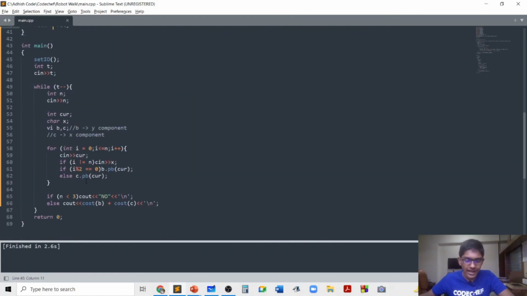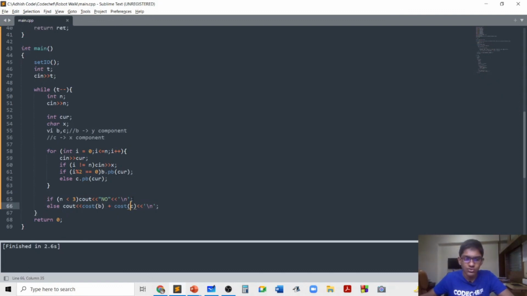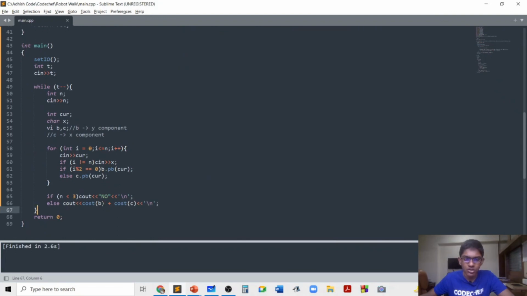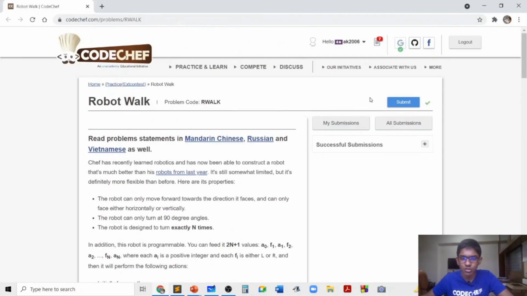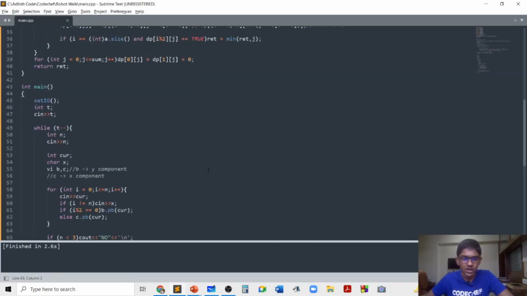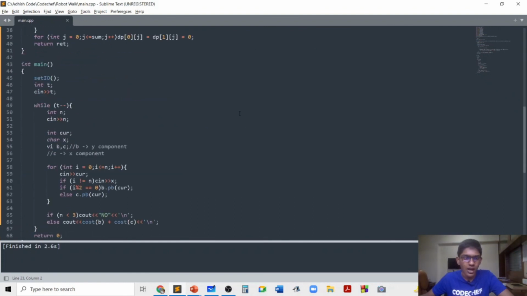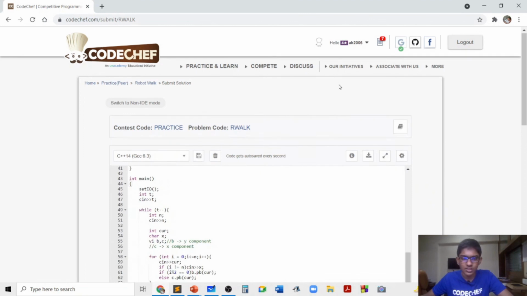And actually, if you noticed, I don't even need this condition. I can just check if the cost of b plus cost of c is equal to or greater than 10 to the power of 9, then we print no. Otherwise we print this cost. Either way your code should work, so you should try to implement it the other way, which is just checking if the sum of the costs is 10 to the power of 9 or more. And now I'll just submit this code to see that it gets accepted.